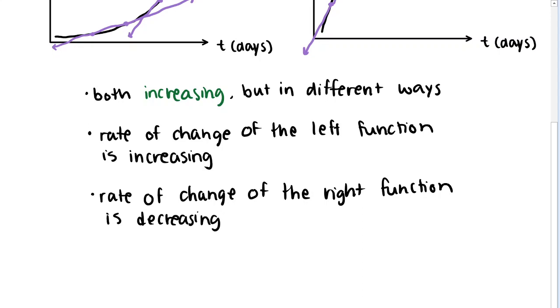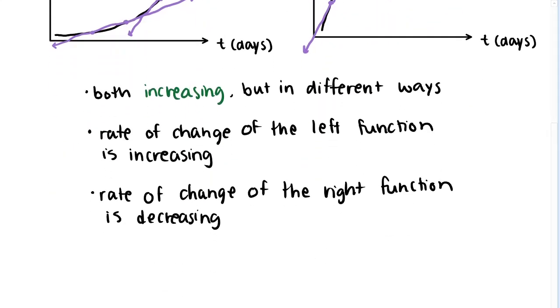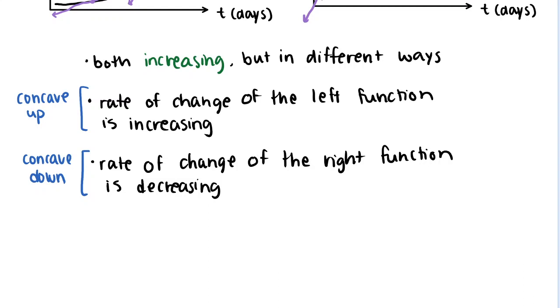These are important points to distinguish because they describe different behaviors of the graph. So we give these two different kinds of behaviors names. We say that a graph exhibiting this behavior is concave up. And a graph exhibiting this behavior, we say that it's concave down. And if there's any point at which your graph changes from being concave up to concave down, we call that an inflection point.